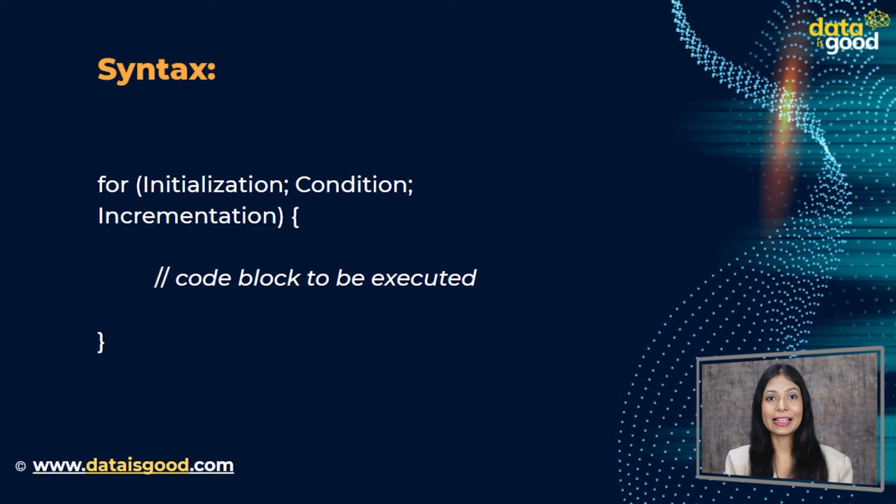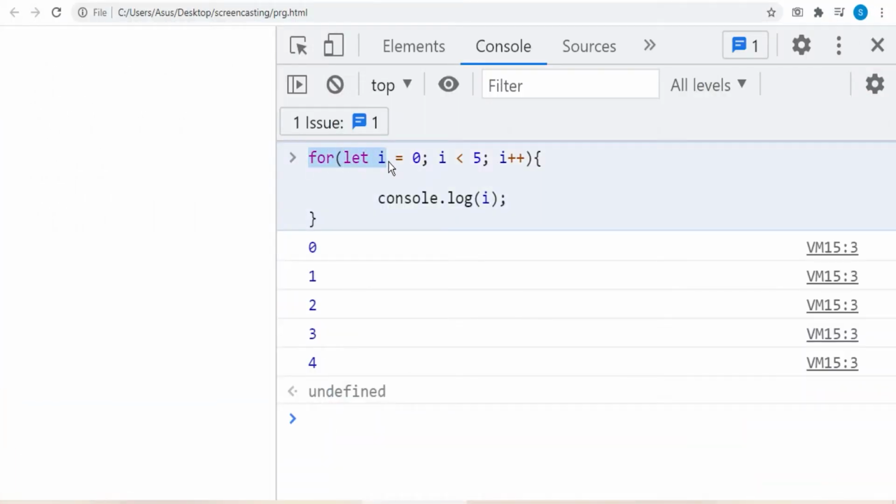Let us see a simple example. for (let i = 0; i < 5; i++) { console.log(i) }. Output: 0, 1, 2, 3, 4. In this code snippet, we declared a variable i. You can use any variable name, but most programmers prefer i when it comes to for loop. In the for loop, we initialized i with 0. Then the condition is checked on the variable and it is true. 0 is less than 5, so 0 is displayed.